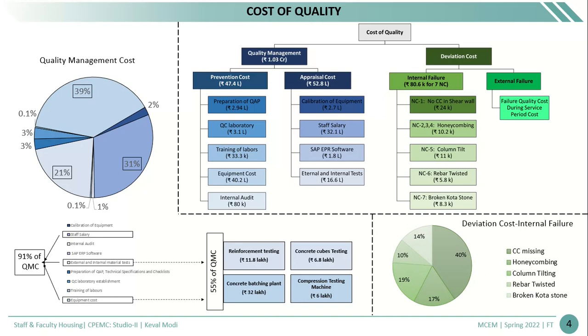The green pie chart shows the deviation cost of internal failure. It shows that 40% of the cost is incurred by the first non-conformity, in which the clear cover was missing in the shear wall. Then comes quality control.